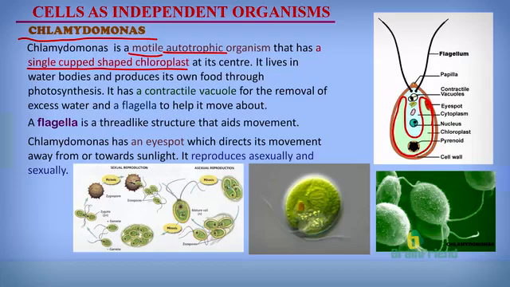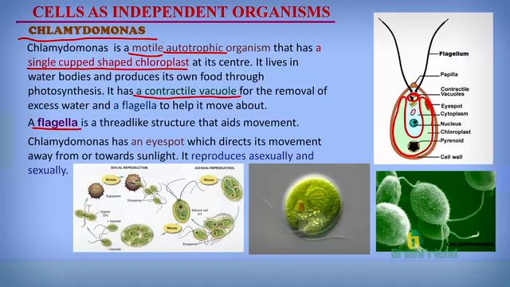Unlike most autotrophic organisms, the Chlamydomonas has a contractile vacuole. And what does it do with this contractile vacuole? It uses the contractile vacuole to remove excess water that may have entered its body. So this is the contractile vacuole of the Chlamydomonas. It also has a flagella. It uses the flagella to move from one spot to the other.